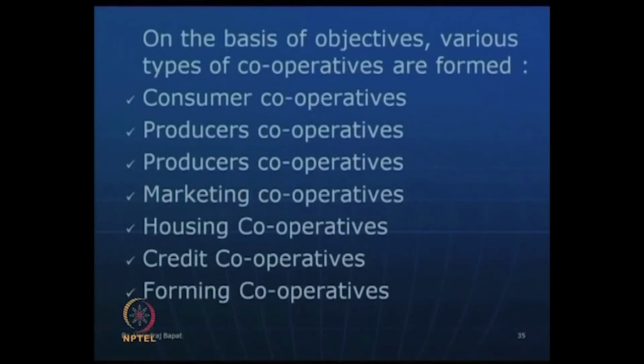You can see here the list of societies by objectives. You have consumer societies, producer societies, sometimes marketing societies, housing societies, then credit societies, farming societies. So, according to needs, different types of cooperative societies are formed, but it has not become as popular as companies because of some inherent limitations.